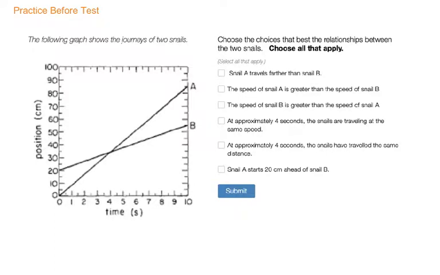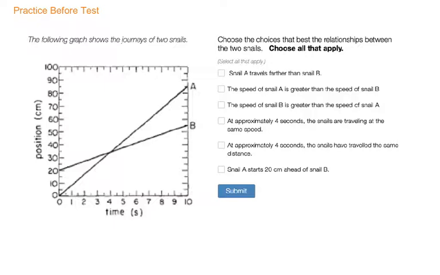This goes over the practice before the test, which was a Desmos activity that I asked you to do. Being able to do these following problems is really going to help you prepare well for the Unit 4 assessment. You will see a lot of very similar types of problems on the actual assessment. So let's get started. You see a graph here, and it shows the journey of two snails.